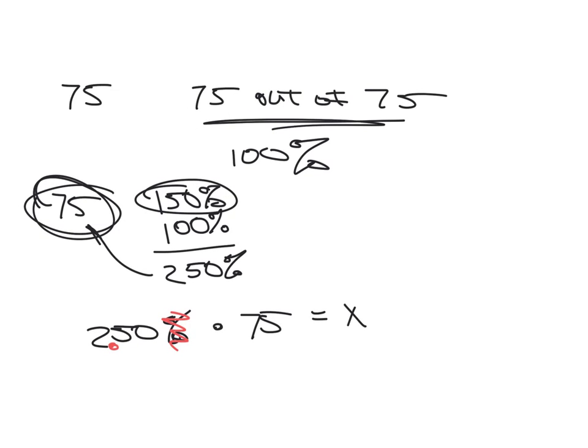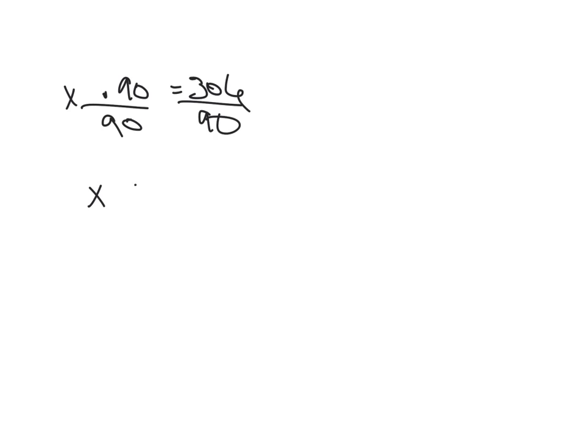It says, what percentage of 90 is 306? That doesn't look too bad. Divide by 90, divide by 90. So x equals 306 divided by 90. 306 divided by 90. Sorry, you have to listen to me talk to myself.